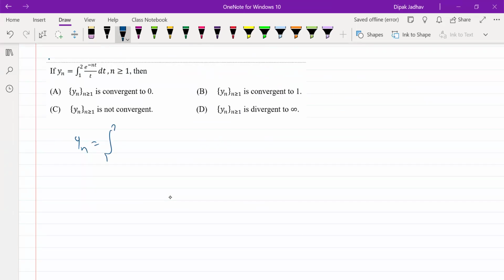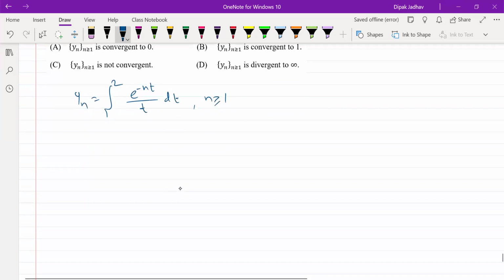Yn is the integral from 1 to 2 of e raised to minus nt upon t, n greater than or equal to 1. It's a sequence because n is varying. There is n involved while defining the nth term of a sequence. Okay, let's observe the integrand. What is the integrand? E raised to minus nt upon t. That's nothing but 1 upon t into e raised to nt.